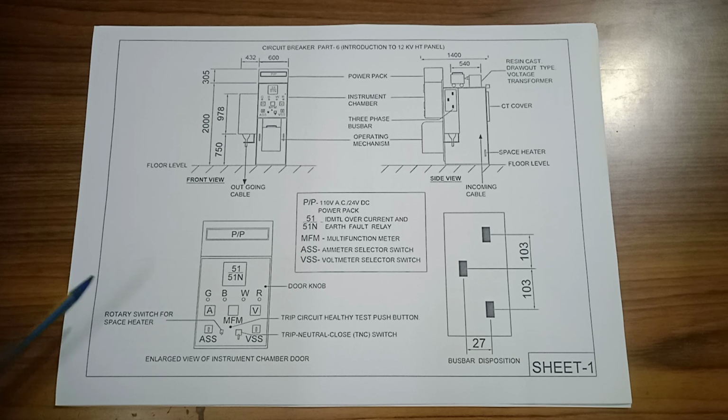The breaker will trip. The green LED indicates the breaker is in off position. The red LED is for breaker in on position, and the blue LED is for spring charge. When the spring is charged, the spring charging motor will operate, and then the blue LED is glowing. Okay, next.